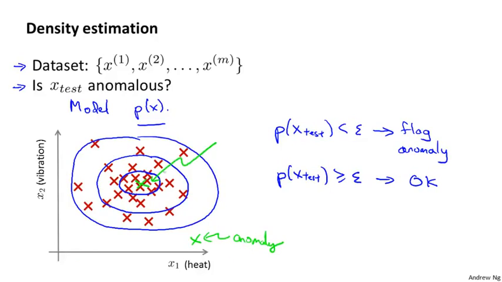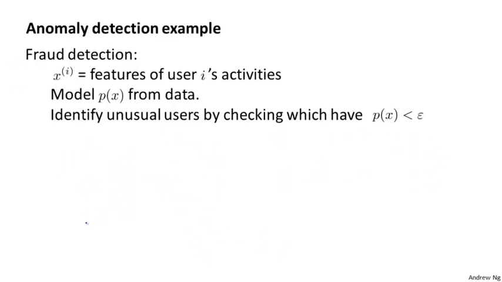Whereas for a point that's way in there, right in the middle, this would be okay, because P of X right in the middle of that would be very high, because we've seen a lot of points in that region. Here are some examples of applications of anomaly detection.